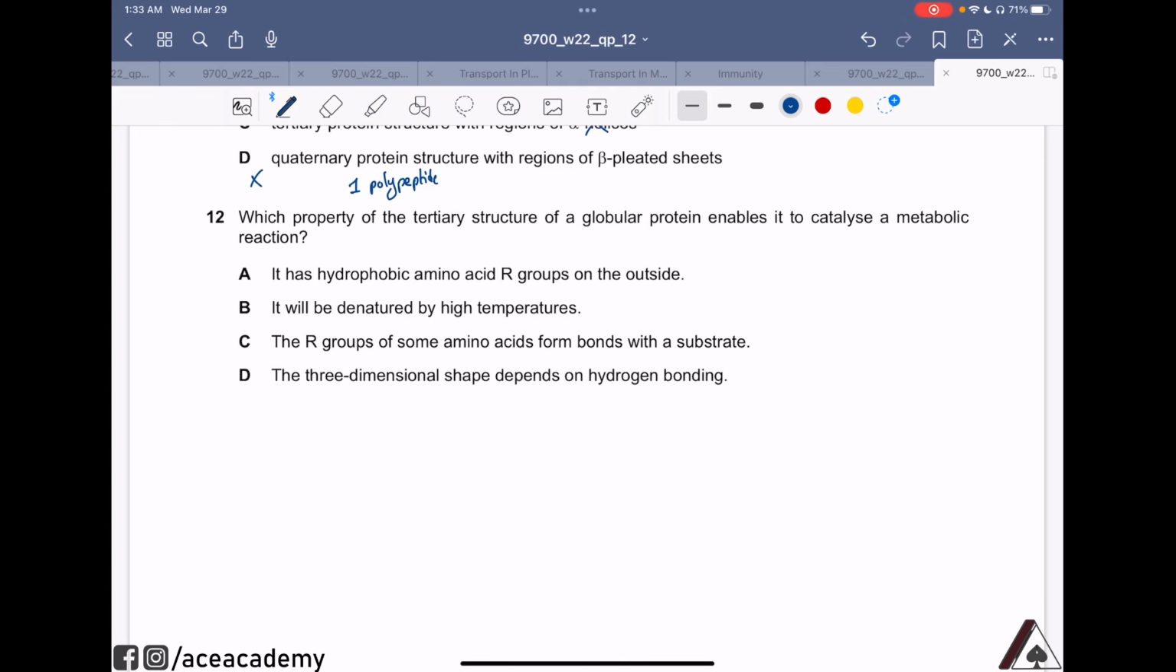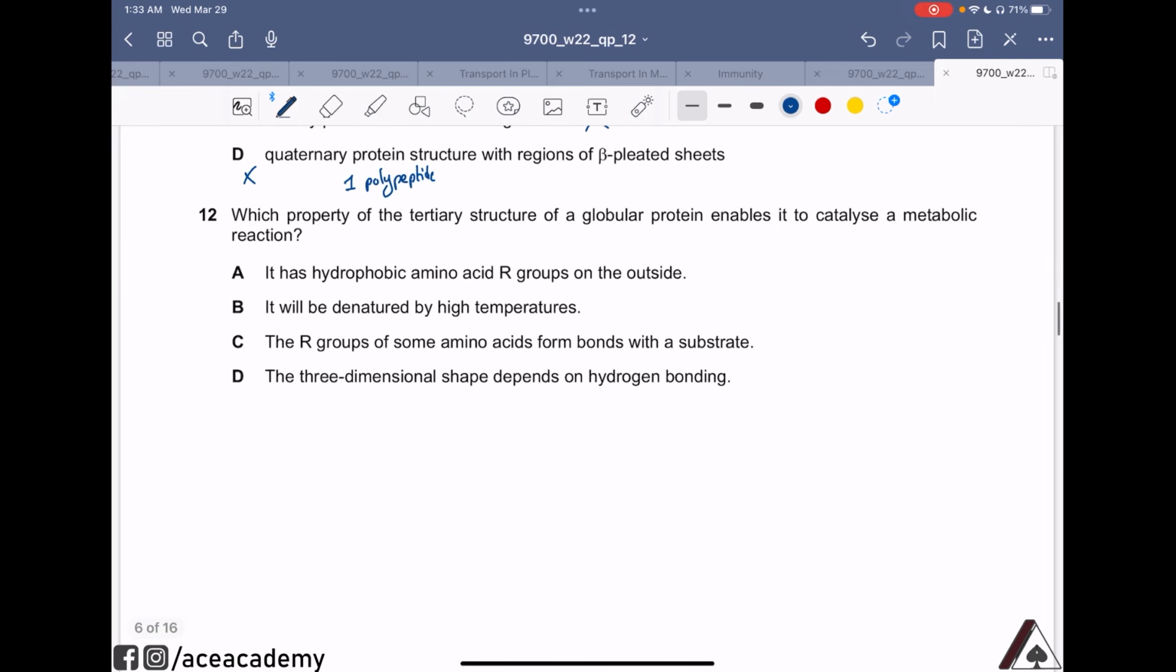Which property of the tertiary structure of a globular protein enables it to catalyze a metabolic reaction? Does hydrophobic amino acid R groups on the outside? No. Hydrophilic groups are on the outside, while hydrophobic groups are on the inside. So this is opposite. B.